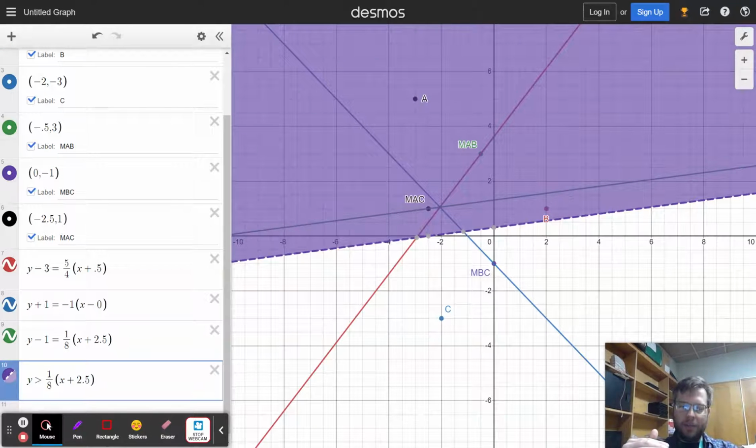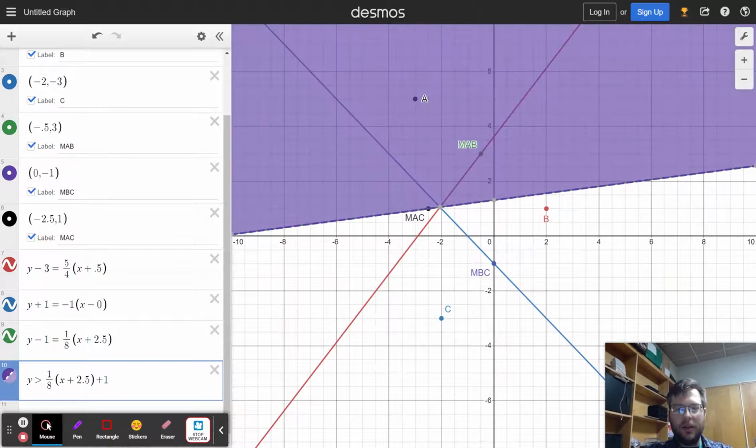But you see how that's off a little bit? It's because I didn't solve the green equation for y. Well, how do I solve the green equation for y? I add 1. So I just go plus 1 on that. And there's a little bit more of a problem. I have another perpendicular bisector between A and B.